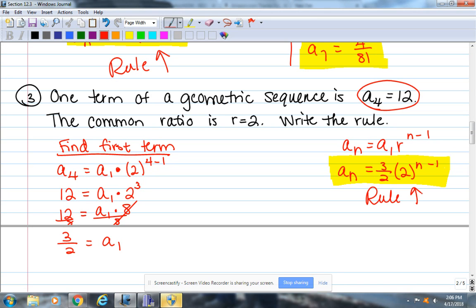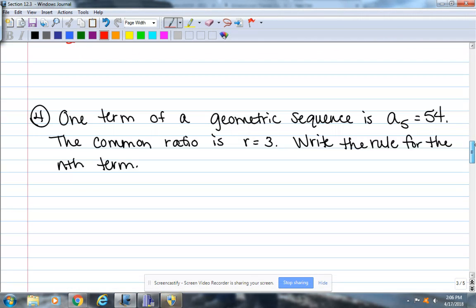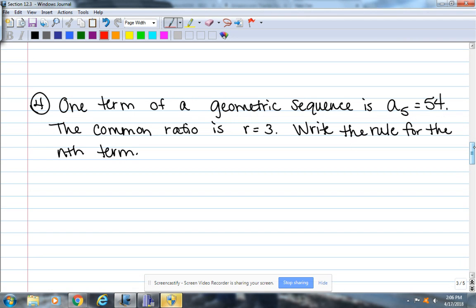Okay? So if they don't give you the first term, you have to find your first term. Okay, let's do another one just like that, where they don't give us the first term again. What term did they give us on this one? The fifth. This time they gave us the fifth term because they said a sub 5 equals 54. So we don't know what the first term is. We don't know any term in this series. We just know that the fifth one is 54. Okay? They also told us the common ratio is what? 3.